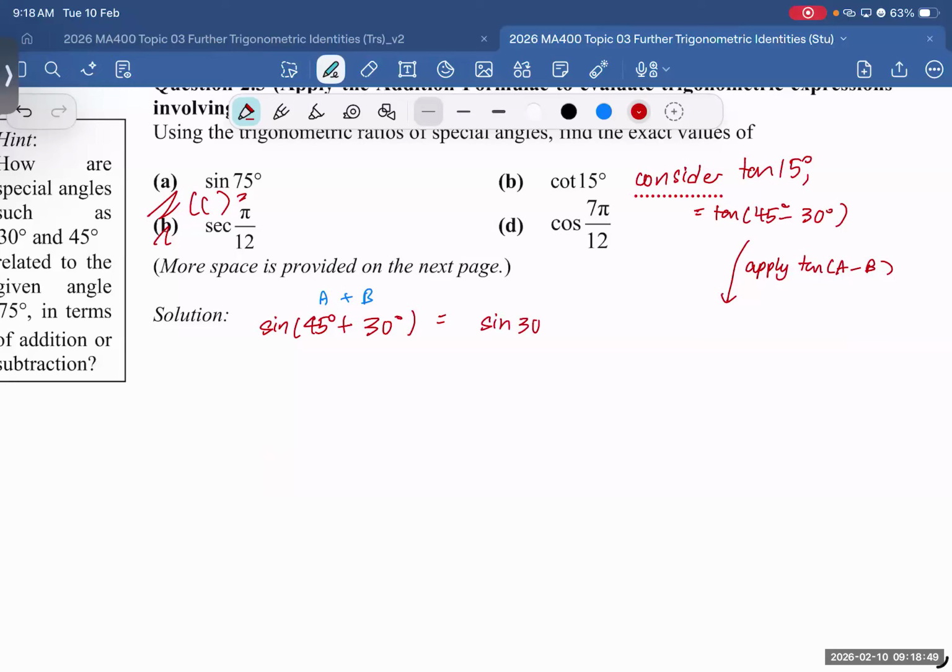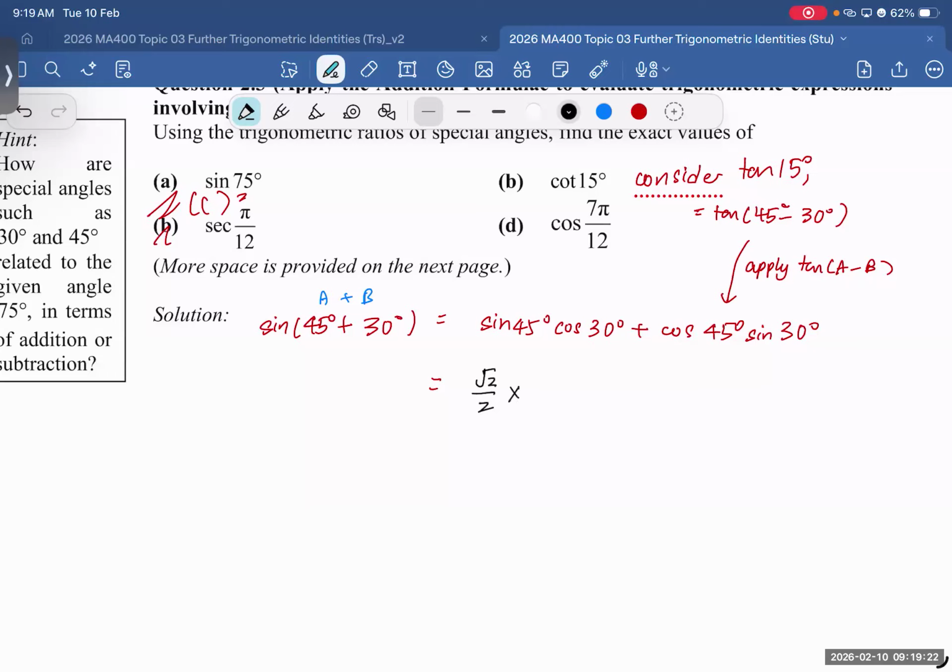Sine A cos B plus cos A sine B. Which is why yesterday I asked Joshua to do the special angles, because you need to have it at your fingertips, literally. So what is sine 45? You can use 1 over square root 2. You can use square root 2 over 2.